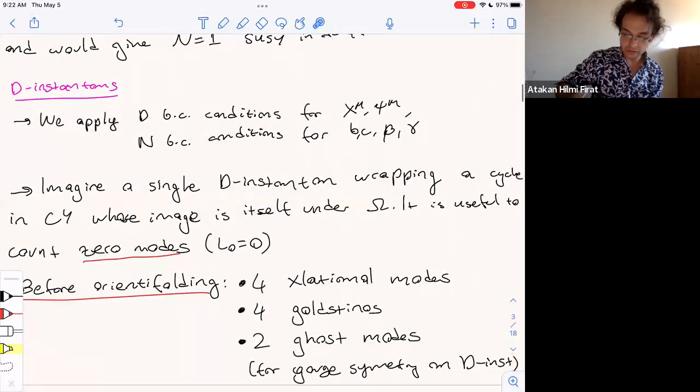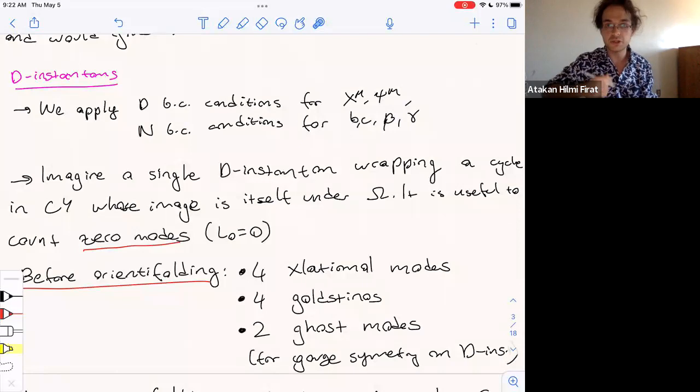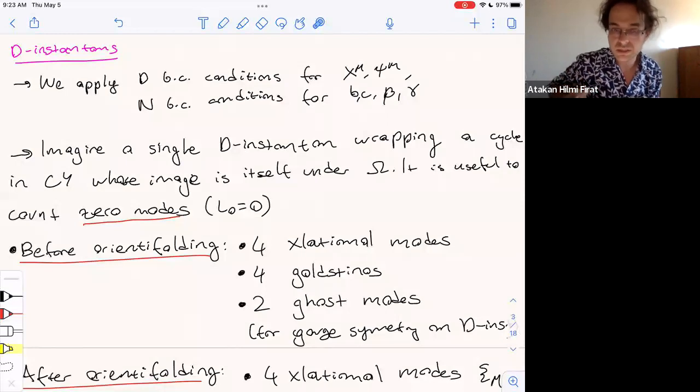Anyway, it is important to count the zero modes, because after all, these are going to be the ones that cause the IR divergences. So we are going to consider a single D-instanton wrapping a cycle. Also, I will assume its image is itself under the oriented folding. These are called O1 instantons. They are particularly simple.